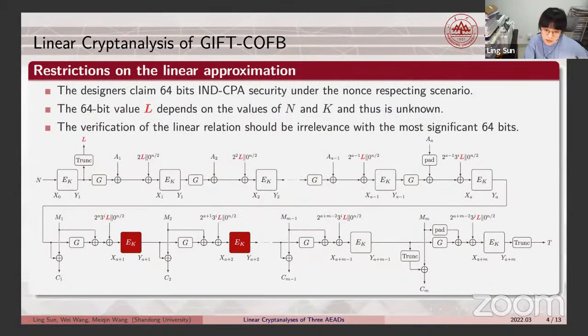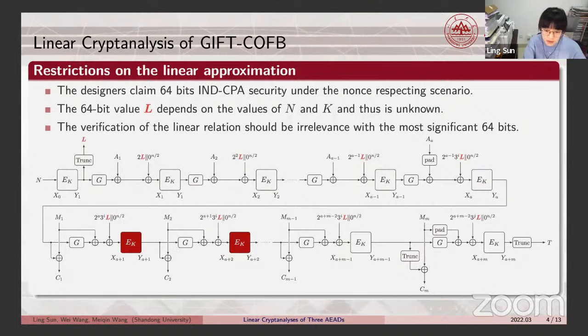We target the encryption functions in the message processing phase highlighted in red. The property of the primitive puts some restrictions on the linear approximation in the linear attack. Firstly, since the designers claim 64-bit NDCPA security under the non-respecting scenario, the data complexity of a valid attack on GIFT-COFB should be lower than 2 to the 64.